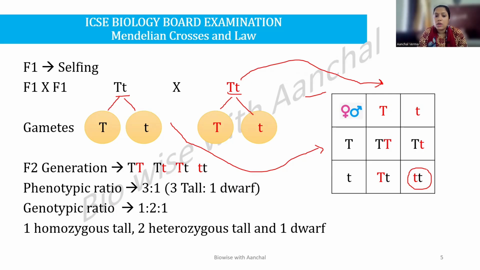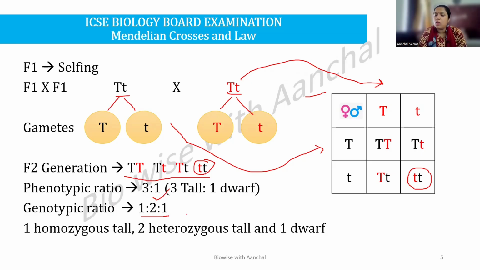Understood? Now here you can see that there are four types of offspring formed, the F2 generation. In this case, three are tall. But in what condition? The first one is homozygous tall and the other two are heterozygous tall. And the last one is dwarf. So this gives a phenotypic ratio. Phenotypic is what? Physical appearance. So for physical appearance you have a 3:1 ratio, and the genotypic ratio is 1:2:1, where 1 is homozygous tall, 2 is heterozygous tall, and 1 is dwarf.